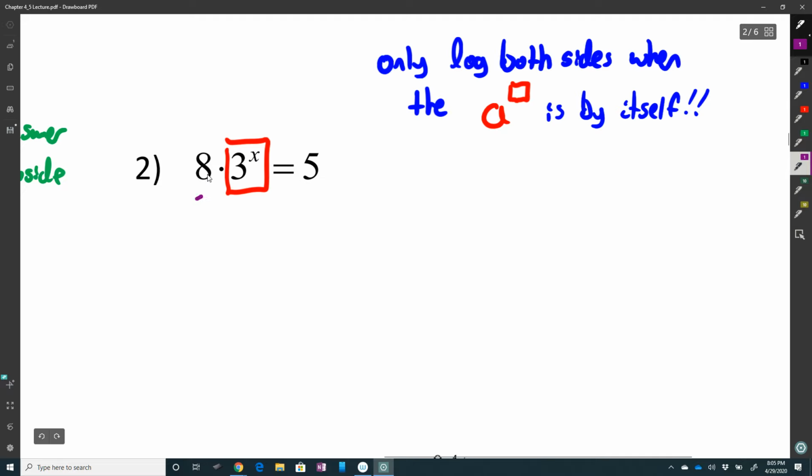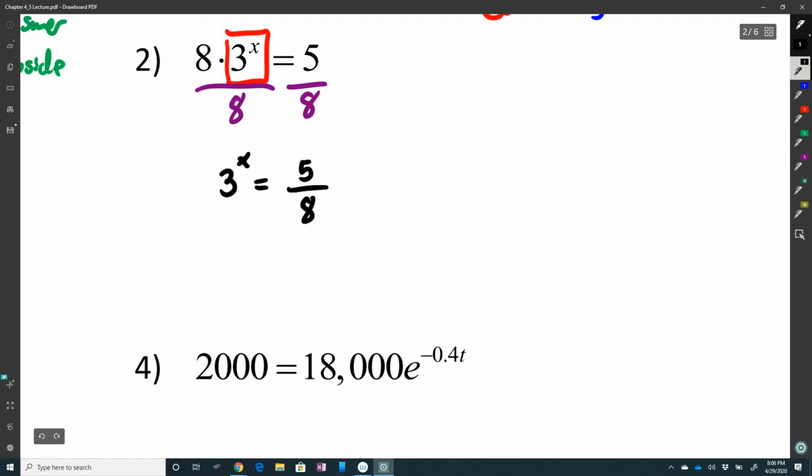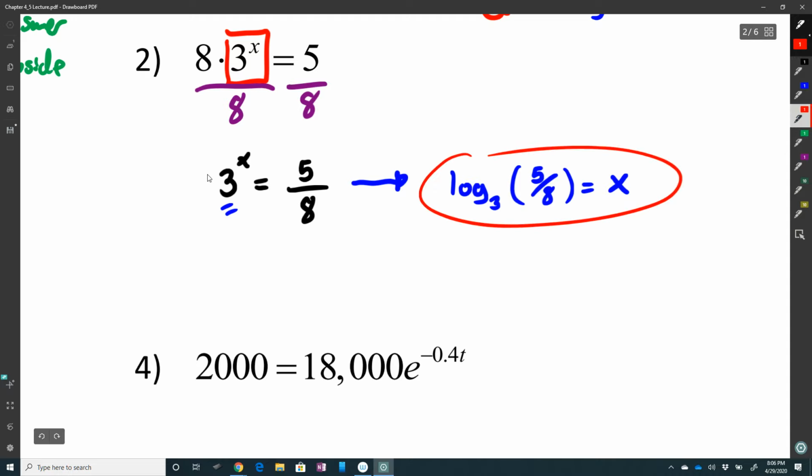So what I need to do is divide by 8. And so now I have 3 to the x equals 5 over 8. And you can solve it however you want. You can log both sides, or you can convert. So if I choose to convert, the base is 3. Log base 3, the answer goes on the inside, and the exponent becomes the answer. And so notice you get your answer right away. x is log base 3 of 5/8.